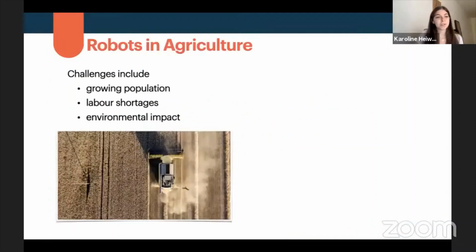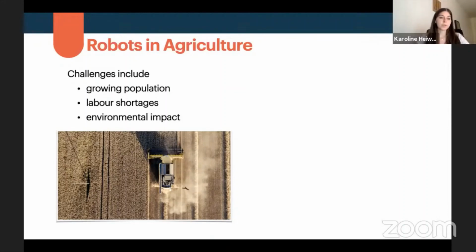And as you can imagine, the agricultural sector is already pretty mechanized, but right now we're facing a range of both old and new challenges, including needing to feed a growing population while also dealing with labor shortages at the same time, and also a growing pressure to reduce the environmental impact of the farming operations.